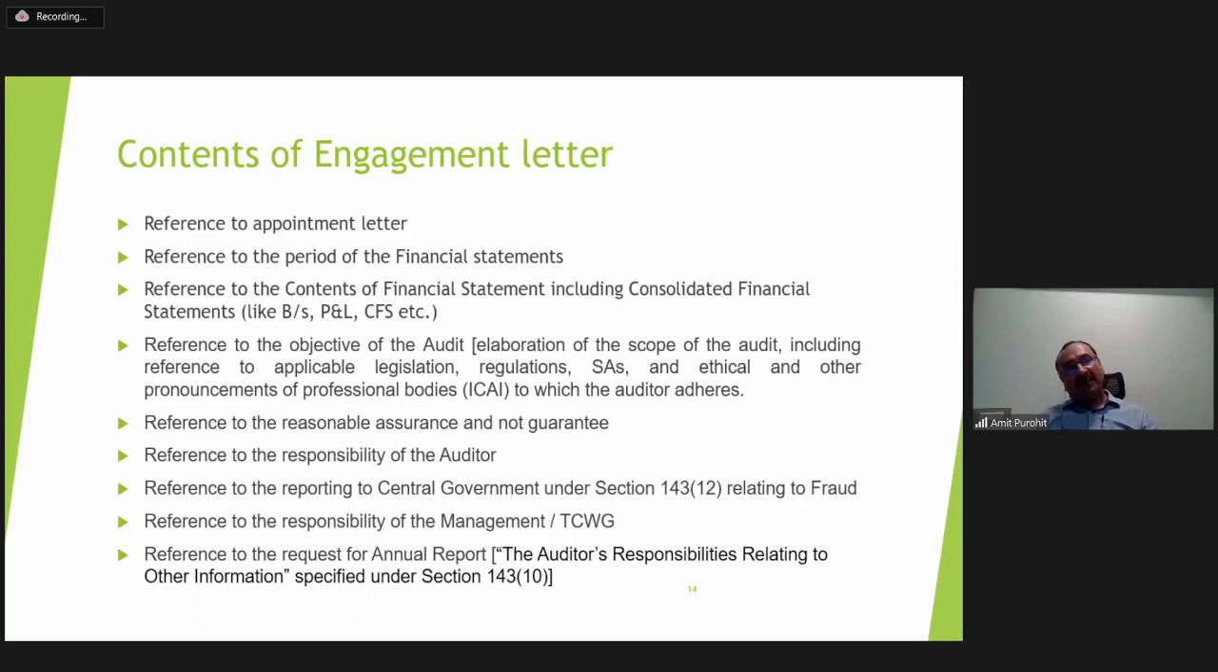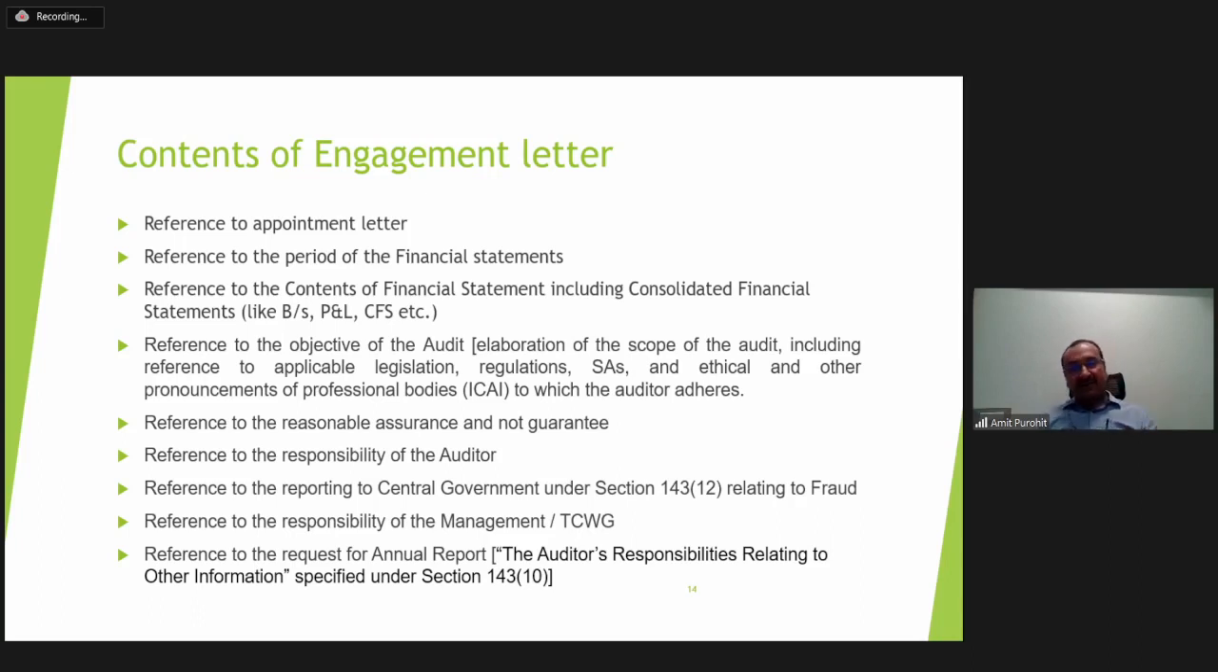Now, what would be the typical contents of the audit engagement letter? The audit engagement letter generally will start with a reference to the appointment letter which the auditor has received from the management. So the auditor will refer to that appointment letter as a recital. Then the engagement letter will also give the reference to the period of the financial statements, that is, the beginning and the end of the period of the financial statements.